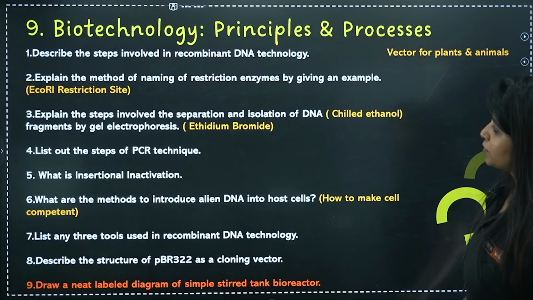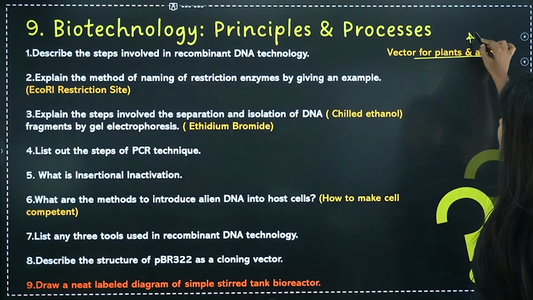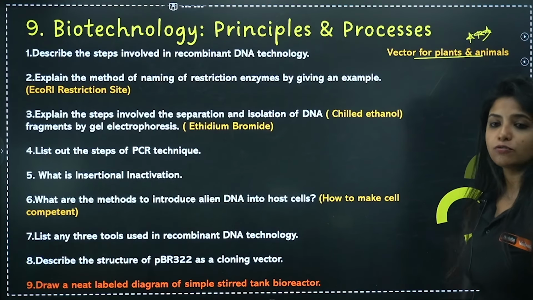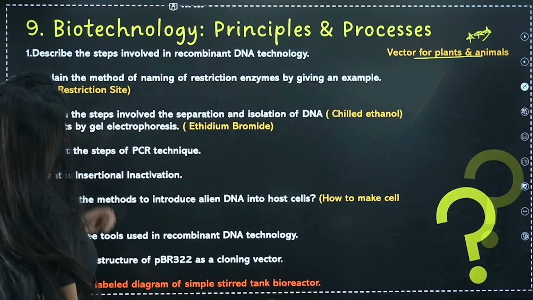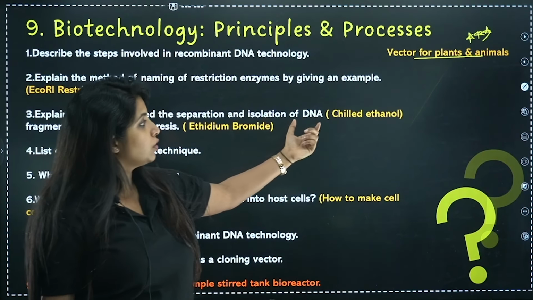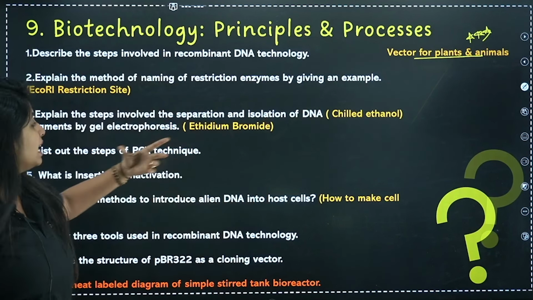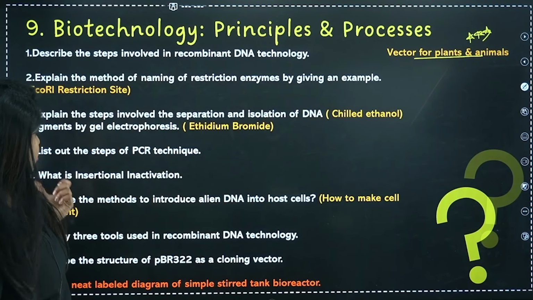Biotechnology principles and processes, these are the topics which are super important. Vectors for plants and animals, please know about them. For plants, it is usually Agrobacterium tumefaciens. For animals, it is disarmed retroviruses. And the EcoRI restriction site also. Over here, when you talk about isolation of DNA, know what chilled ethanol is and what it does. Ethidium bromide, why do you use it in gel electrophoresis? And how to make cells competent.